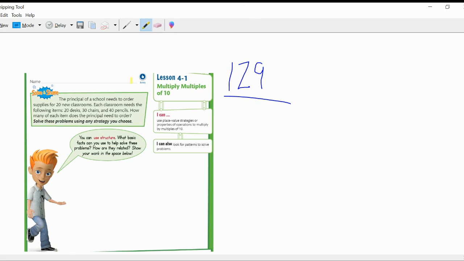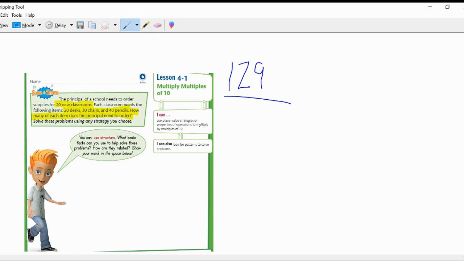So I'm going to start by highlighting the important information. I know that it's important to know that there's 20 new classrooms in the school, and also that we need the following items: 20 desks, 30 chairs, and 40 pencils for each classroom. And then the question I'm trying to solve is how many of each item does the principal need to order? So I need to know exactly how many desks do we need, how many chairs, and how many pencils.